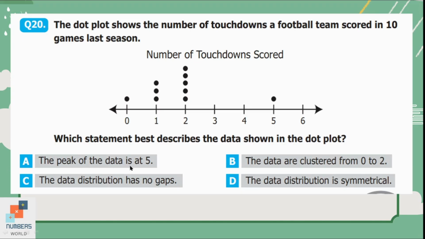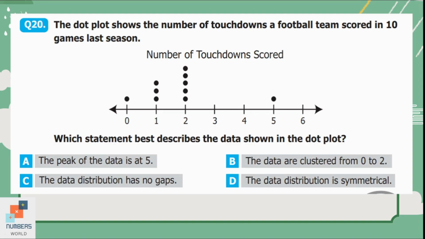Option A is that the peak of the data is at 5, which is incorrect because we can clearly see the peak of the data is at 2. Option B is the data are clustered from 0 to 2. So this is the correct option because we can clearly see the data is clustered from 0 to 2. And we will take this value at 5 as an outlier.